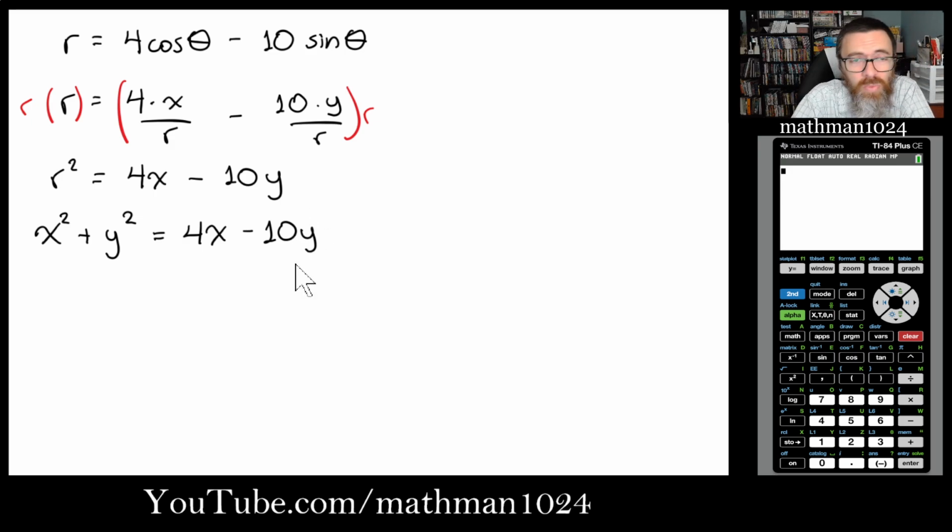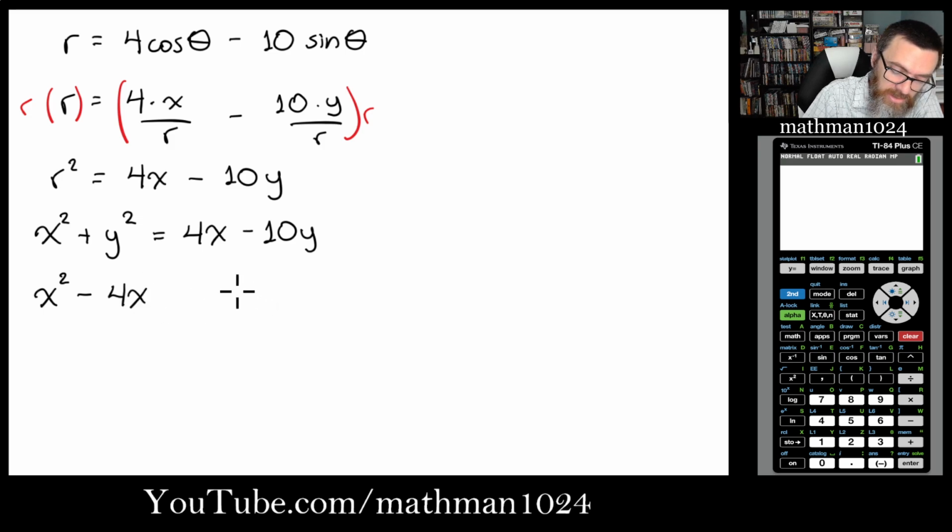So there we go. We're not in r and theta anymore. We're back to x and y. Now let's clean this up. Let's make sure that we get good practice here. Let me move the 4x over as a minus 4x. I'm going to intentionally leave some space. Then we have y squared. We add 10y, leave some space, and we have 0 on the other side.